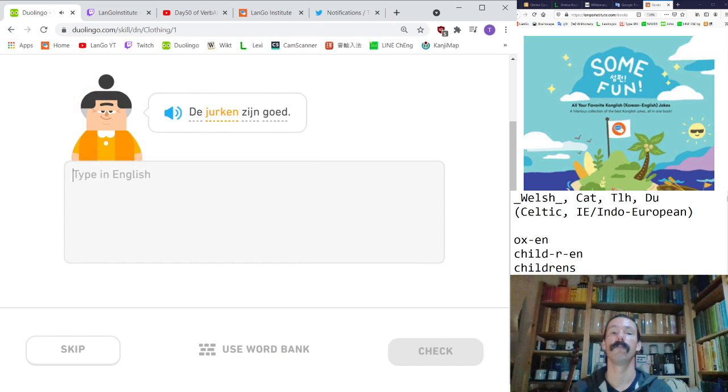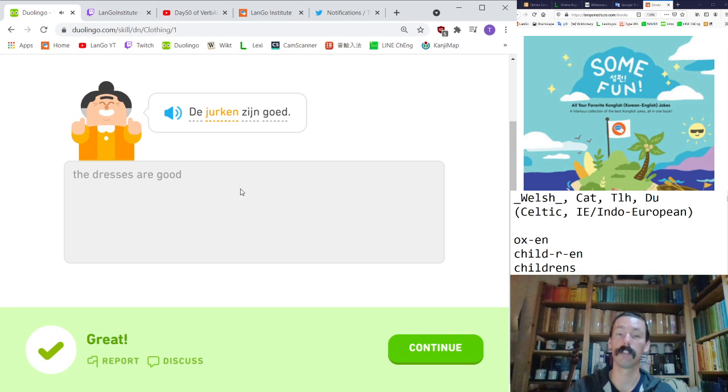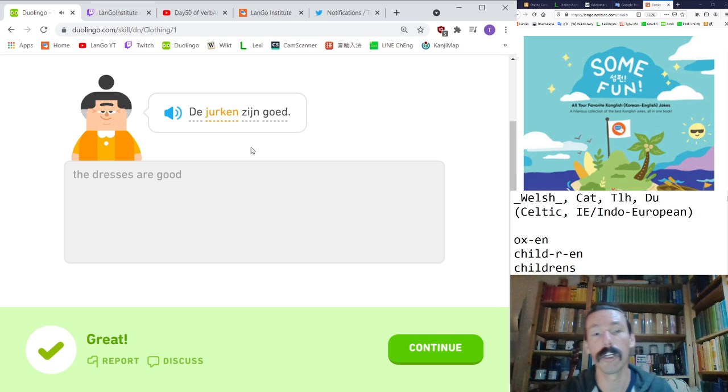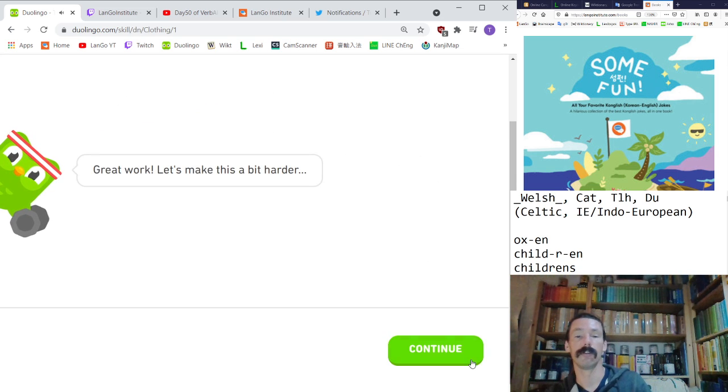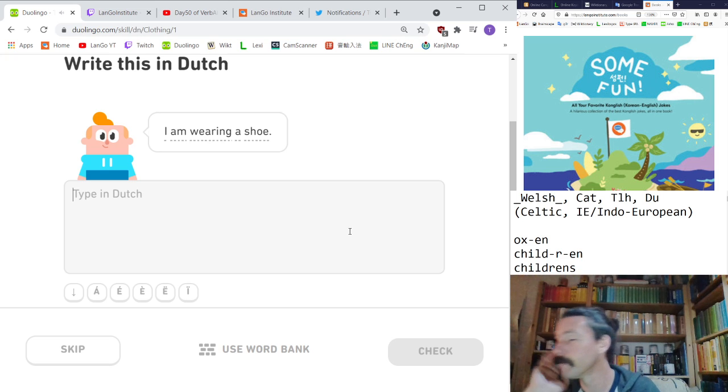De jurken zijn goed. Jurke. De jurken zijn goed. Okay, just as in German, a word final D consonant is going to devoice to a T. De jurken zijn goed. Jurken, plural suffix. Zijn looks like the infinitive, but it's third plural. They are. The dresses are good. So in the consonants, at least as far as the letters, just like English, goed, but a Dutch G is always this fricative g. Goed.